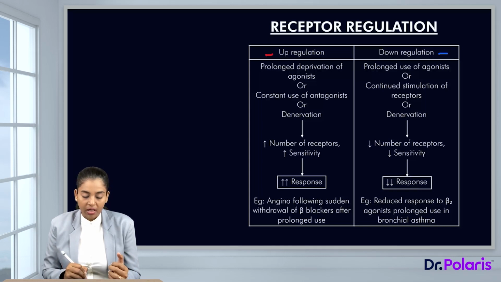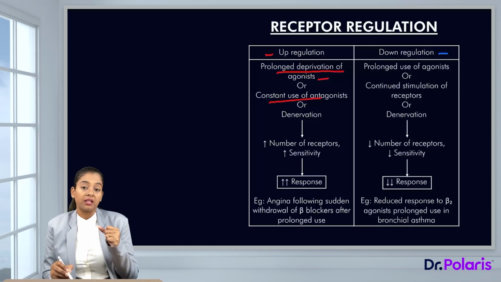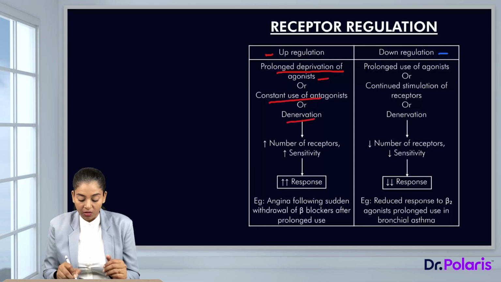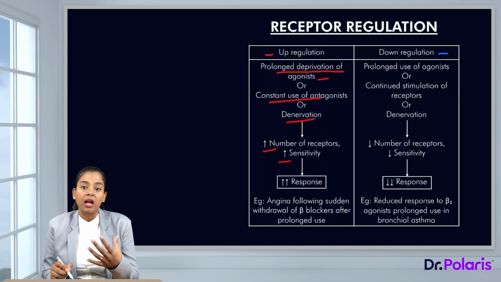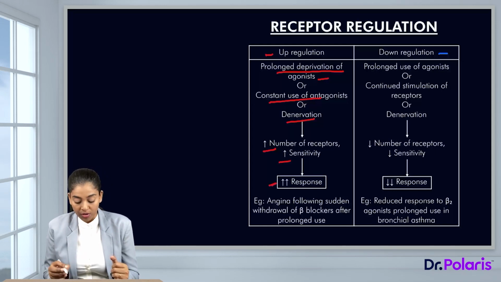So, upregulation. What upregulation actually means is, prolonged deprivation of agonists or constant use of antagonists to the receptors, or the nerve supply supplying the region of the receptor is lost, denervation. It can cause an increase in the number of receptors, that is, there will be increased sensitivity. The number of receptors will increase. Thereby, whenever a small agonist comes, it's going to have an exaggerated response. So there will be an increase in response.